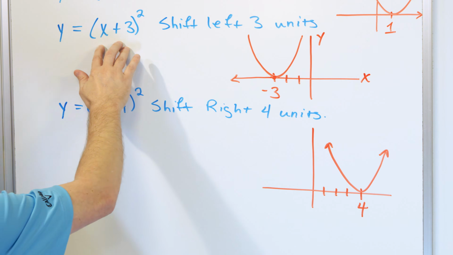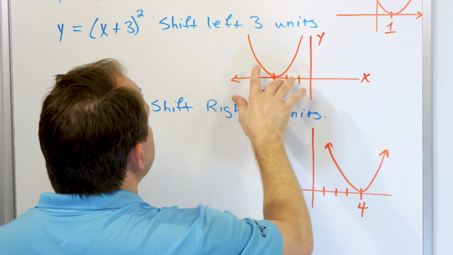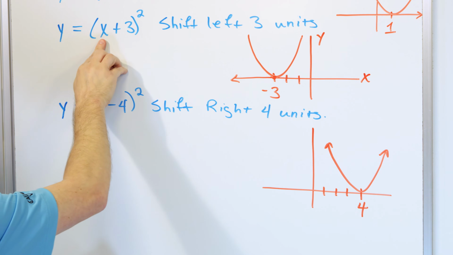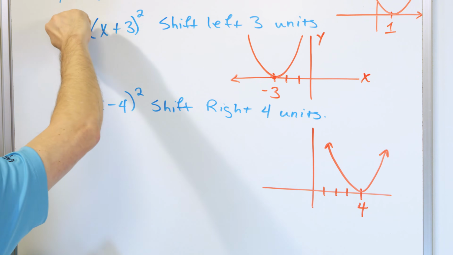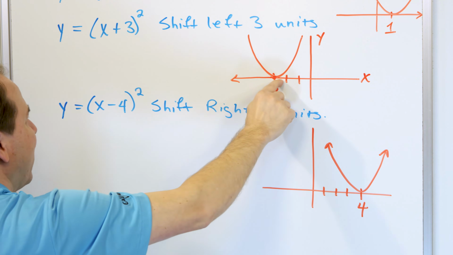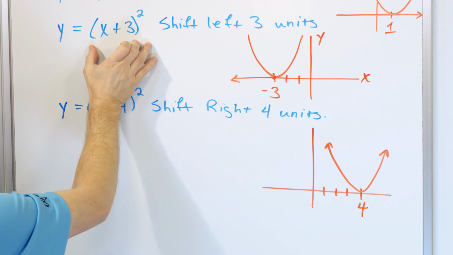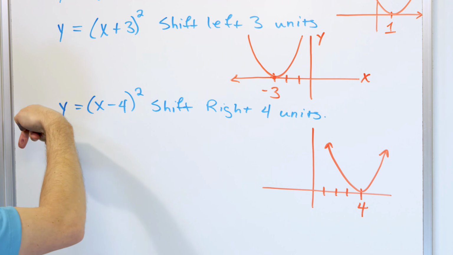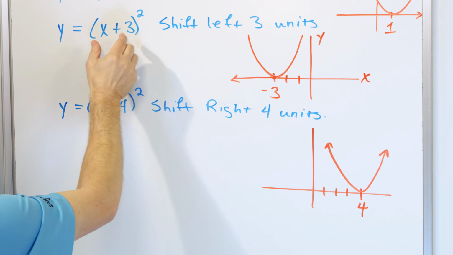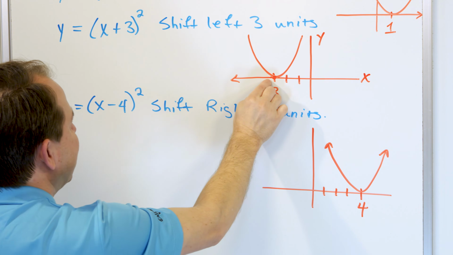Why does this shift it to the left 3 units? Because the only way that I can get a 0 in here, which is going to be squared to give me a 0 for y, which will be the bottom of this parabola, the only way that can happen is if I stick a value of x in here 3 units less than usual. -3 plus 3 is 0, which is squared. That's why it shifted to the left.